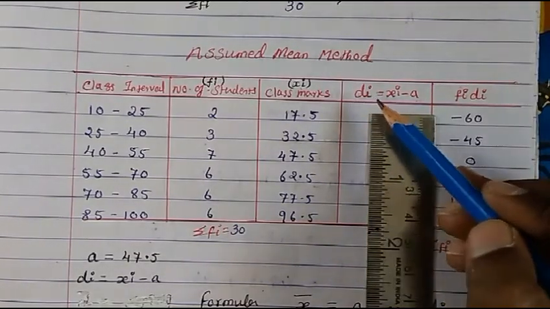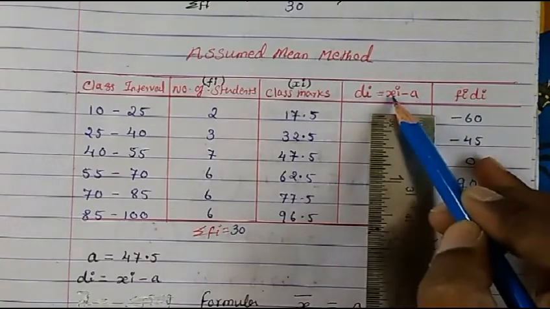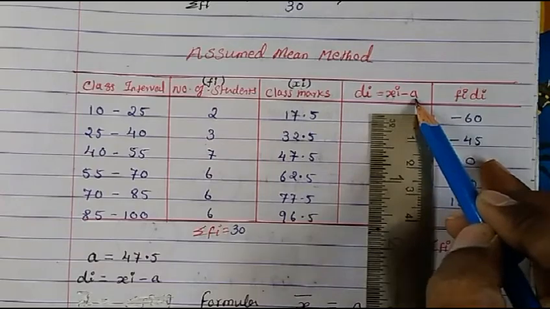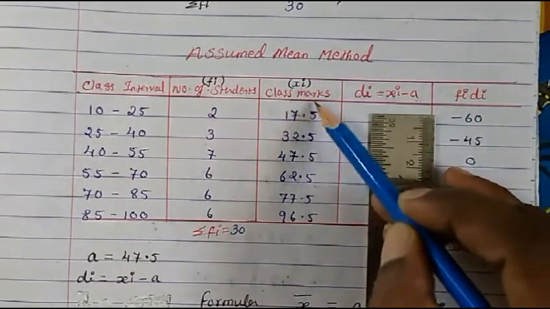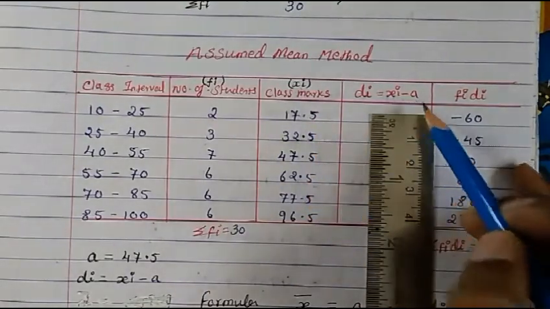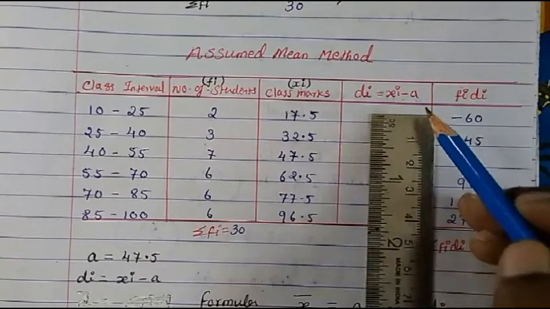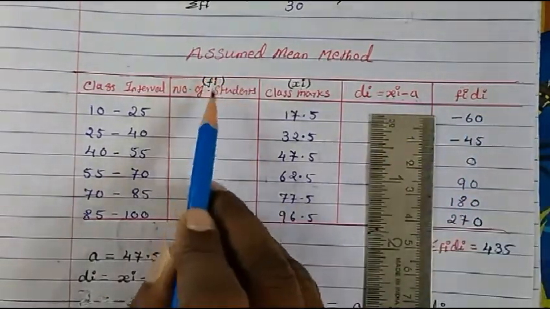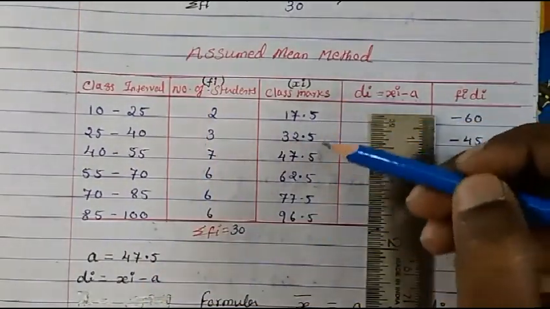di means deviation. How do we find di? di equals xi minus a. We know xi: this column is xi, the class marks. And a means assumed mean. So we have to assume a mean, and for that we assume it from the xi values only.